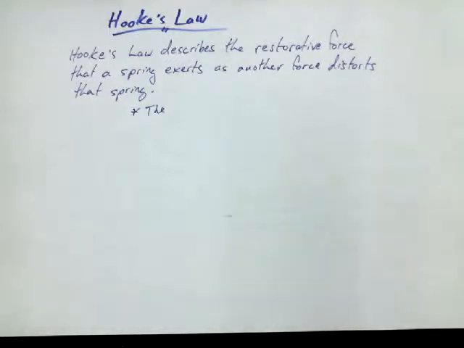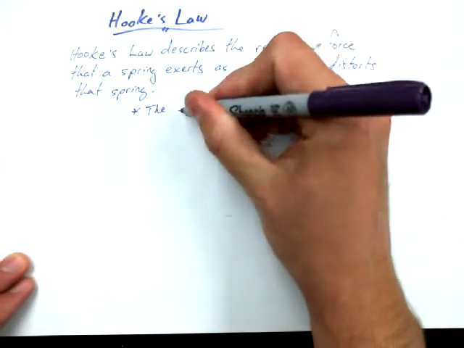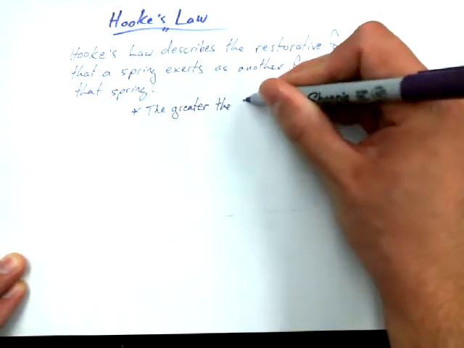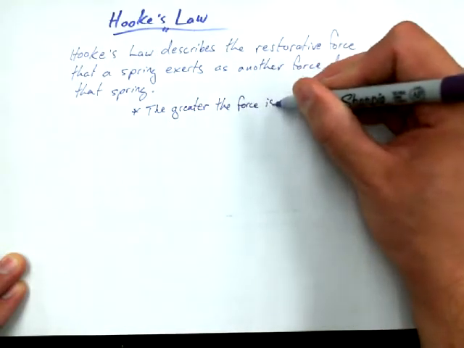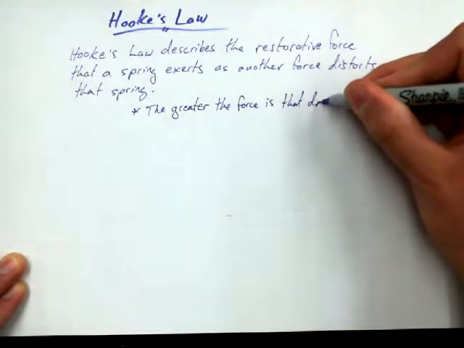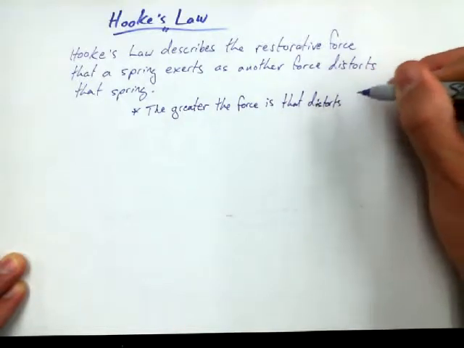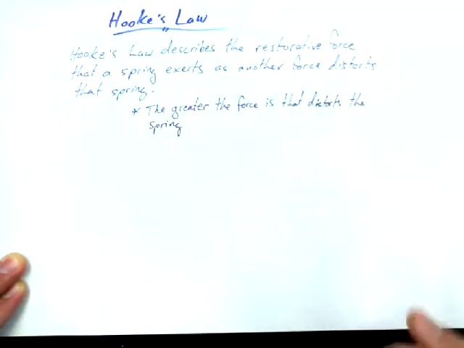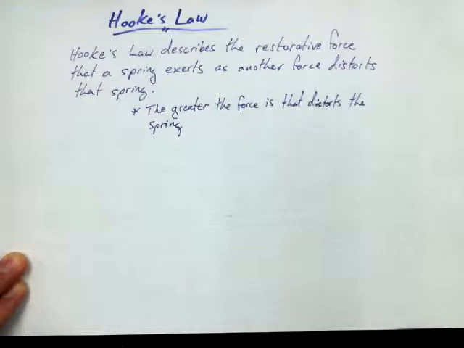So let's finish this up. Hooke's law describes the restorative force that a spring exerts as another force distorts the spring. So, what was I saying? Oh, that's right. The greater the force that distorts the spring, and this is going to seem obvious when I say it, the longer the spring gets.